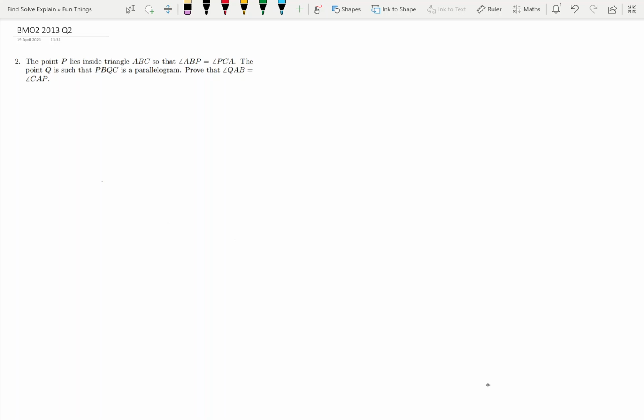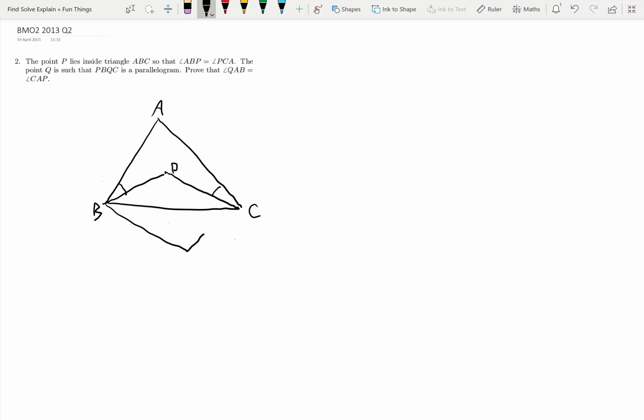Today I have a BMO2 question 2 from 2013. It's a geometry problem, as you can probably tell. In it we have a triangle ABC. Then we have a point P in that triangle, just going to put it there, such that ACP is equal to ABP. And now we also have another point, Q, such that APBQ is a parallelogram.